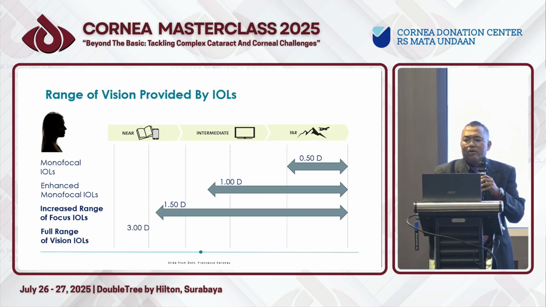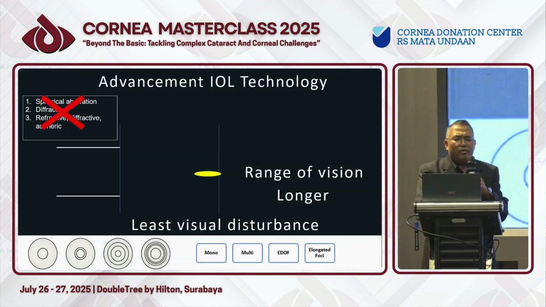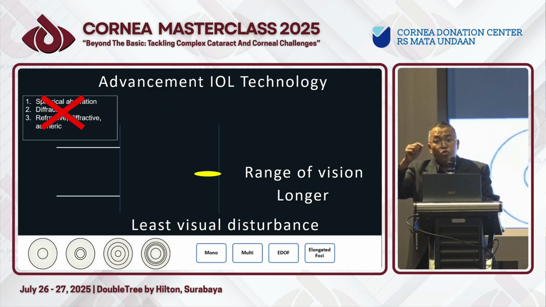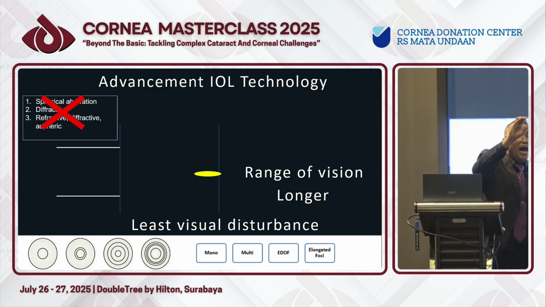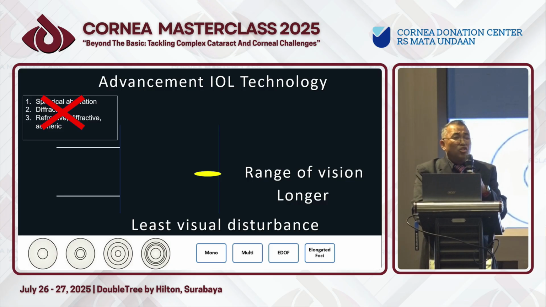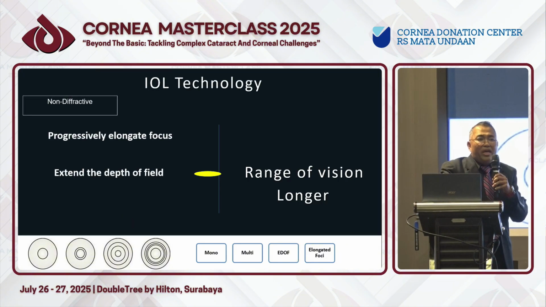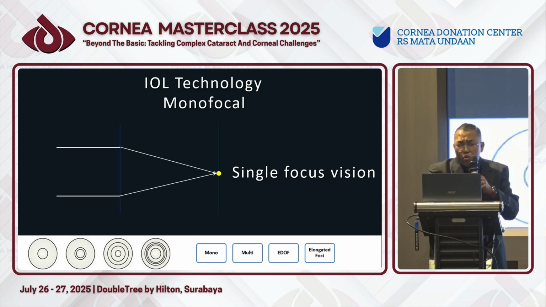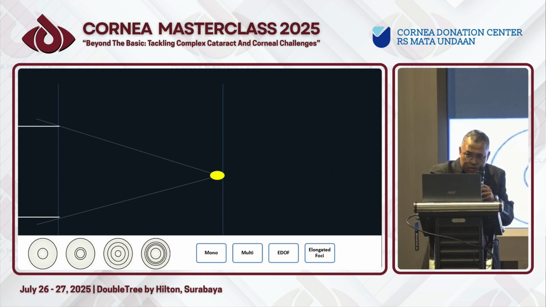So what do they do now? They said, okay, we can't use this aspheric, diffractive, non-diffractive. So they use a new term now in the market, non-diffractive. They do not want the diffraction. So how do they do it? They try to elongate this more. Remember that single focus we have in the monofocal? They try to make it elongate. So they said, what you need to do is progressively elongate that focus, extend the depth of field. How do they do it then? If you look at that focus, let's concentrate on that.